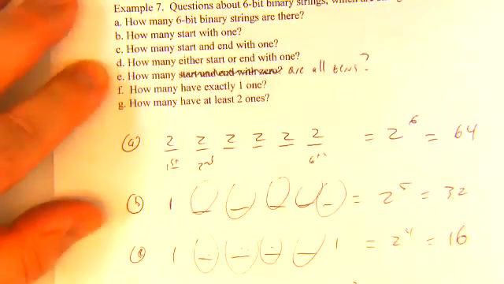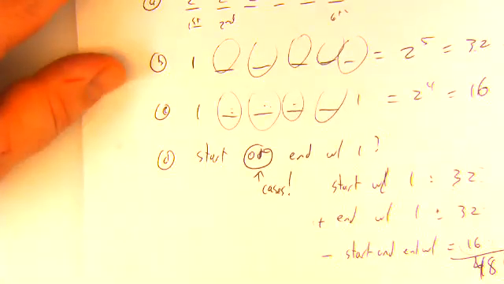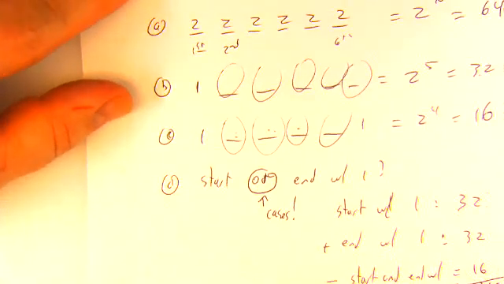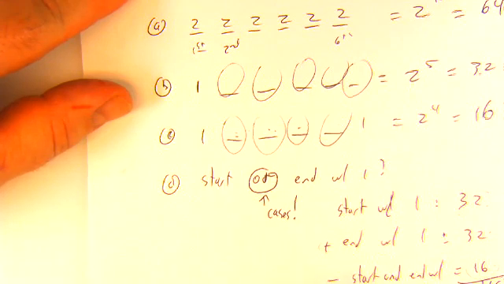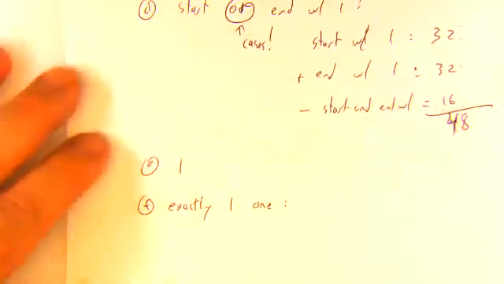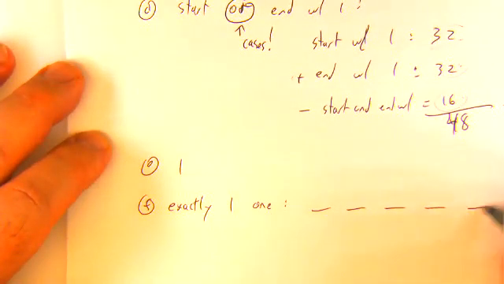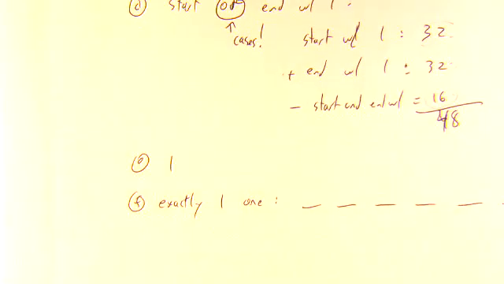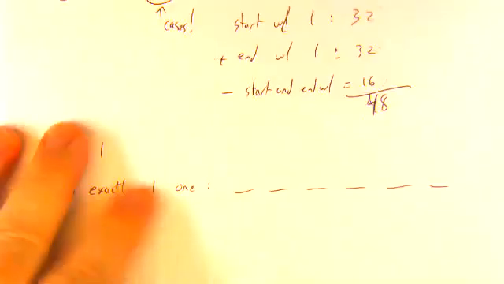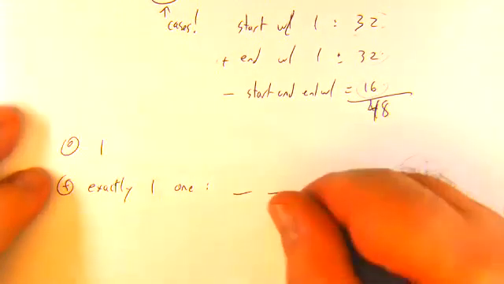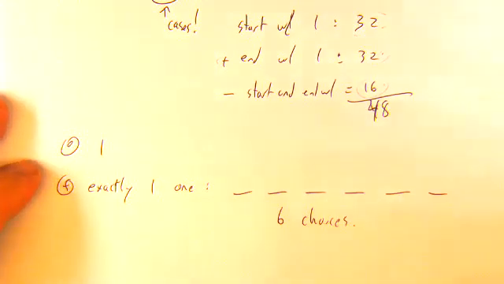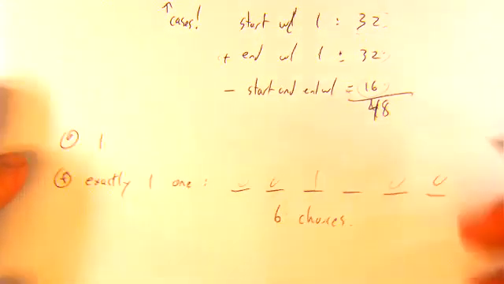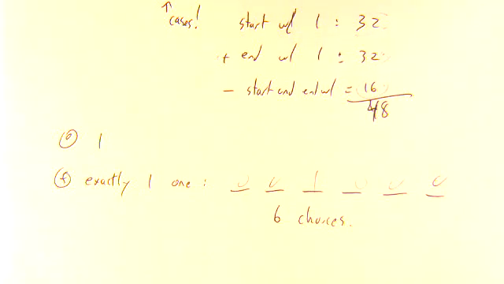How many are all zeros? Well, there's just one that's all zeros. It's 0, 0, 0, 0, 0, 0. How many have exactly one 1? Well, exactly one 1 means you have 6 spots. You have to pick 1 spot to put the 1 in, and then fill everything else with 0. So you pick a spot for the 1, and then you fill everything in with 0, and that gives you one of the strings that has exactly one 1 in them. So how many strings have exactly one 1 in them? There's just the 6.